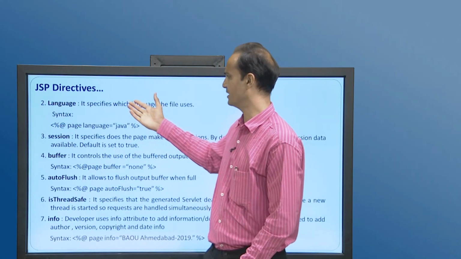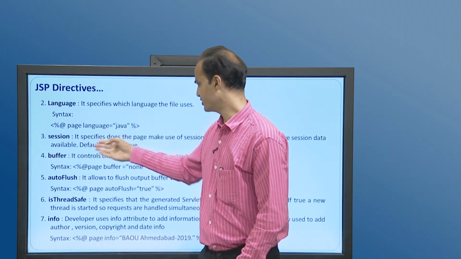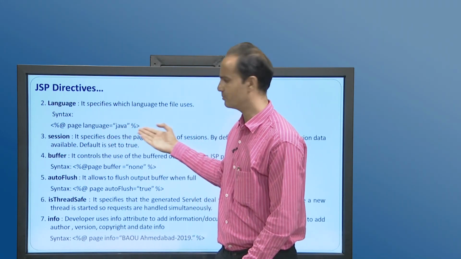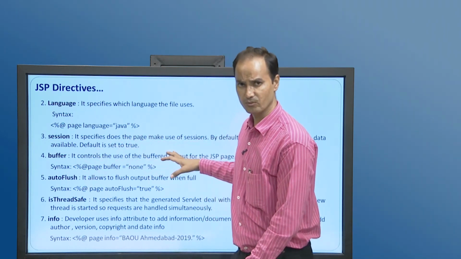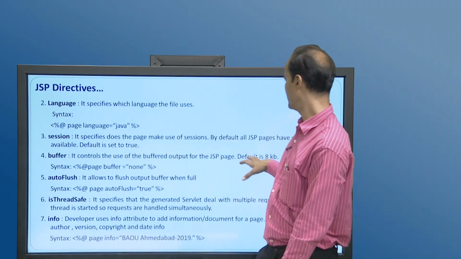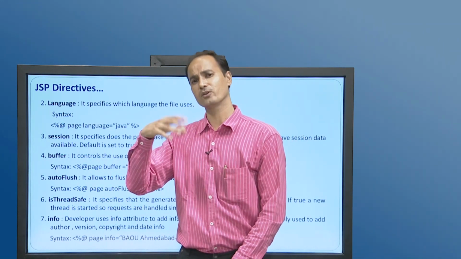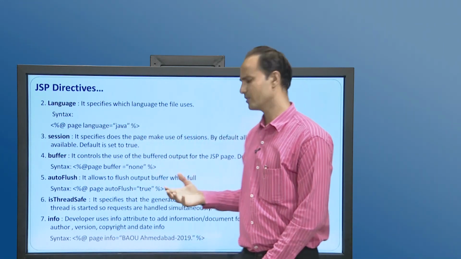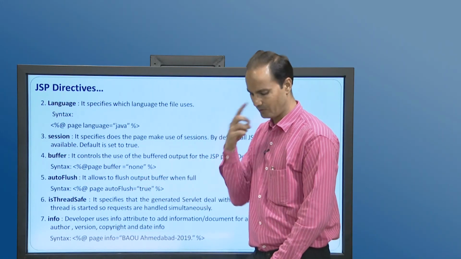Likewise, the other attributes are language, where you specify which language you are going to use. Session, if you are going to manage the session, then specify the session attribute and its value. Buffer, if you want to store the data in a buffer, then manage it. The default size of the buffer is 8 KB. If the buffer overflows, you can specify autoFlush is equal to true.